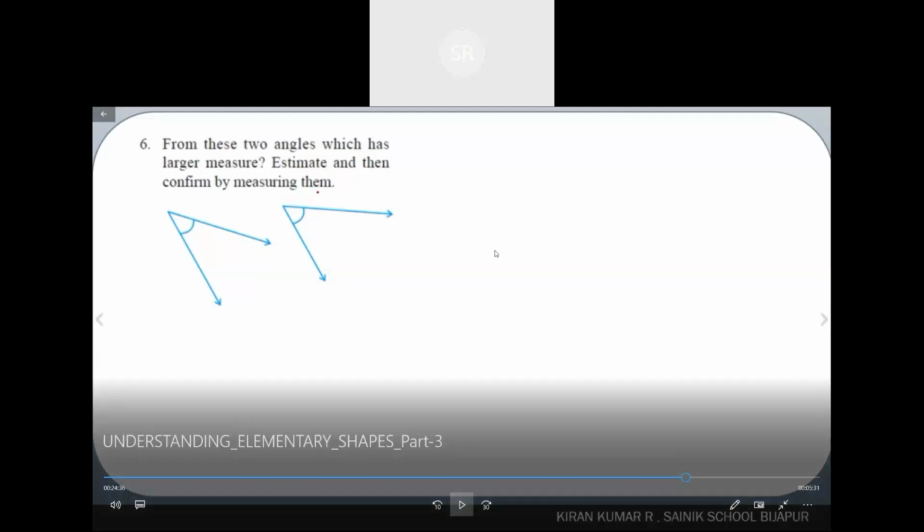Question number 6. From these 2 angles, which angle has a larger measure? Estimate and then confirm by measuring them. How to check? By just observation, it's not possible to check, no?